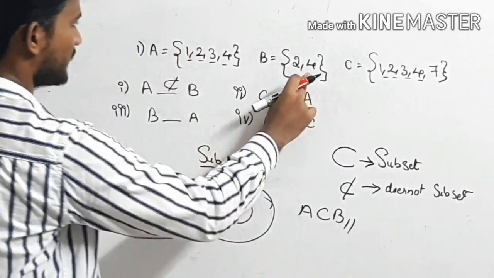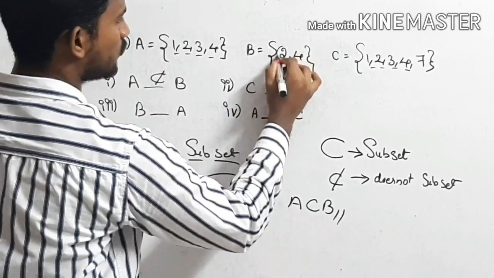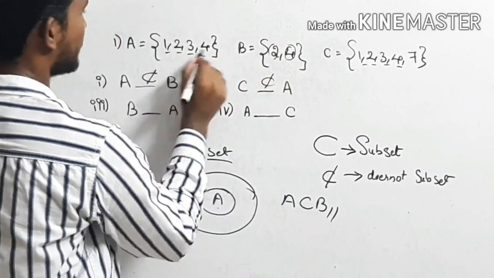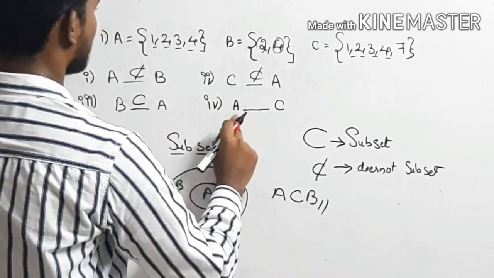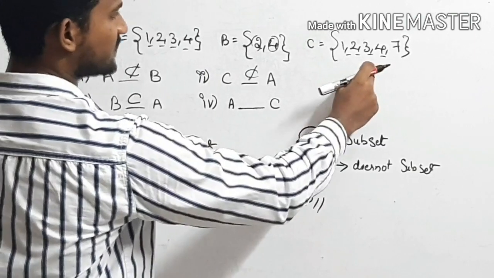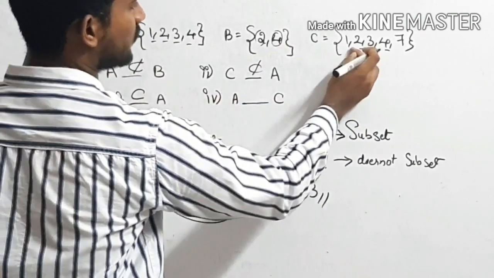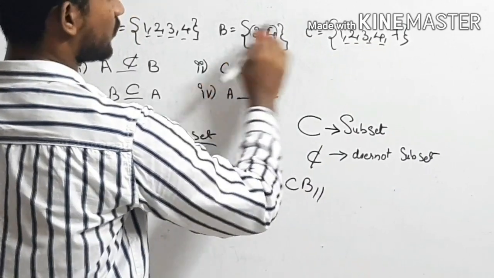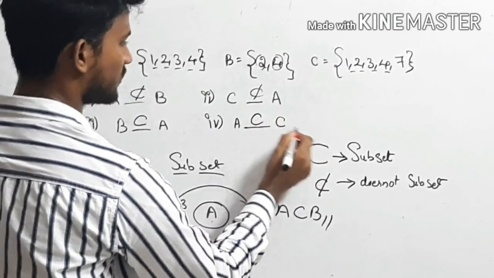B has 2 elements and A has 4 elements, and also 2 and 4 are present in A, so it is a subset of A. A has 4 elements and C has 5 elements, and 1, 2, 3, 4 are present in both A and C, so it is a subset of C.